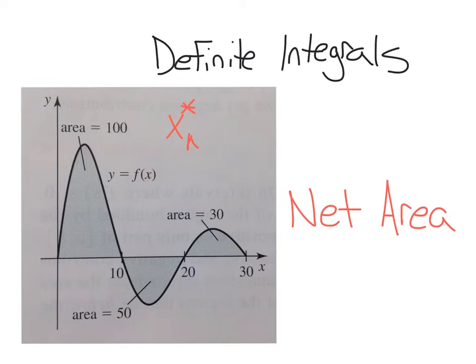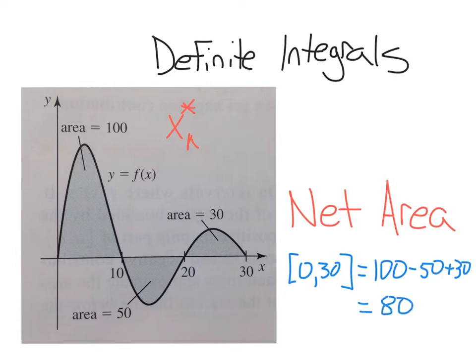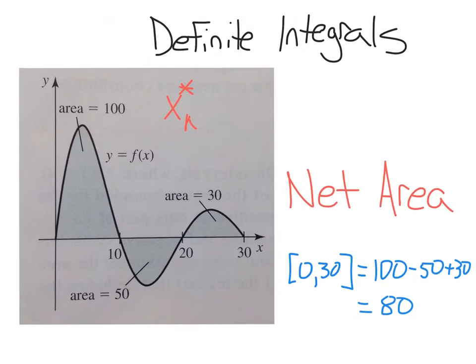So, for instance, the net area on this picture, if we were doing it on the interval from 0 to 30, our net area would be 100 minus 50 plus 30, because we're going to count anything above the x-axis as a positive area and anything below as a negative area. And so then that would be a net area of 80. Okay, and then to just expand on that, just to kind of drive the point home here.